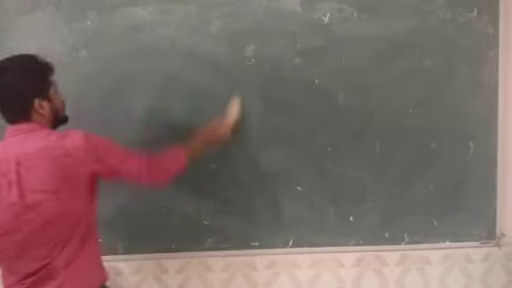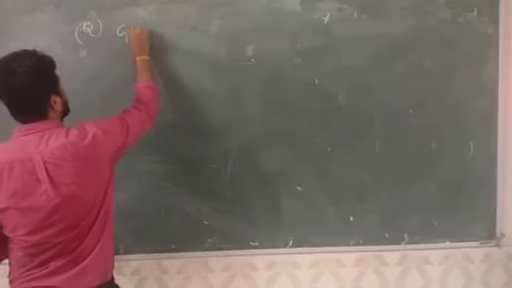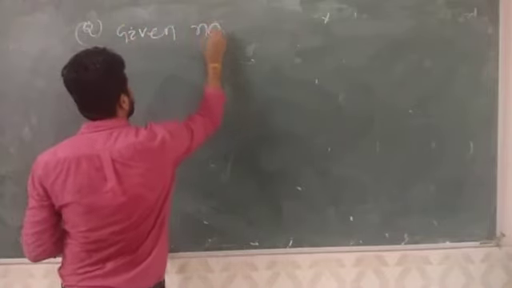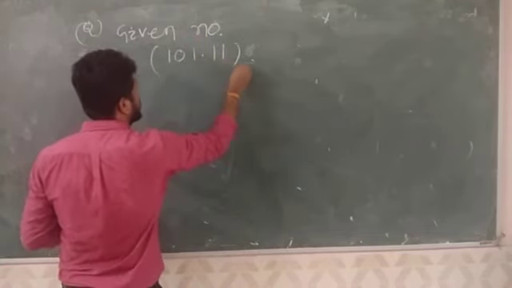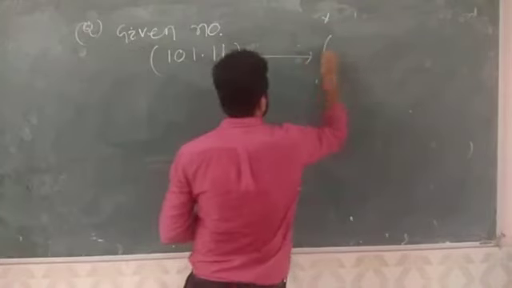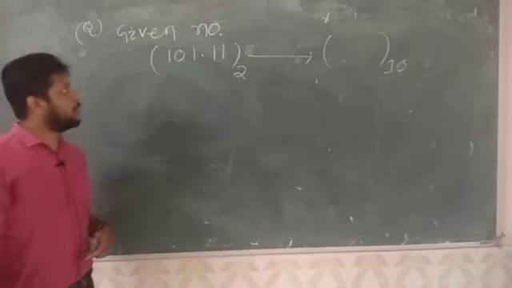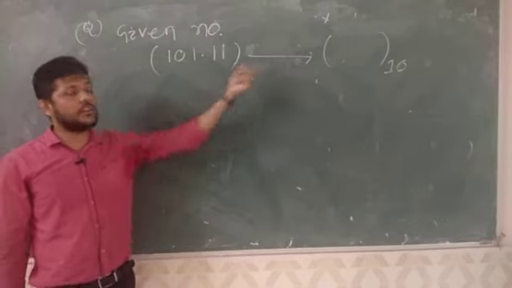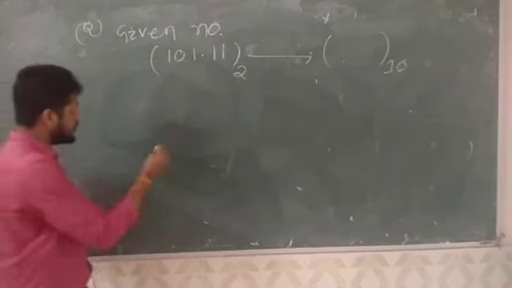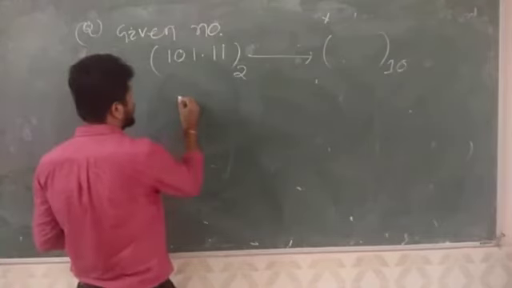So before that I will solve one more problem. Suppose a given number is 101.11 in binary, and you need to find its corresponding decimal number. This number is given in binary, and I would like to find its corresponding decimal number. So how to find? Yesterday I told you about how to convert a binary to decimal.